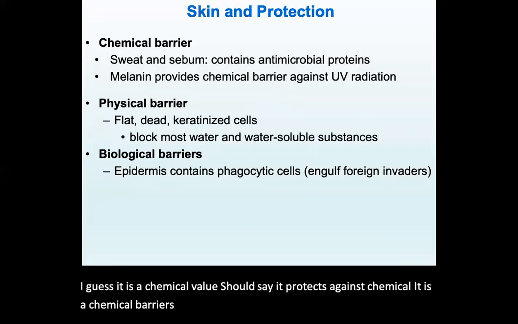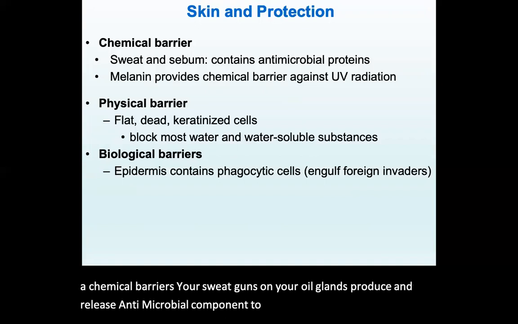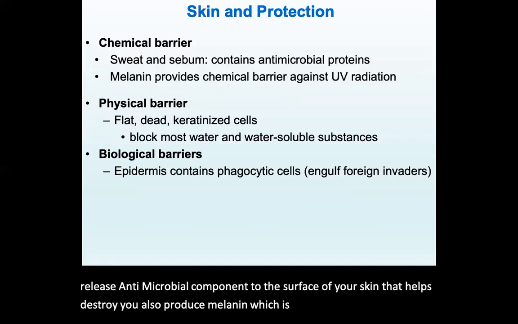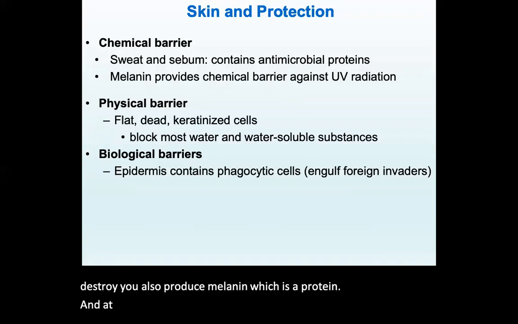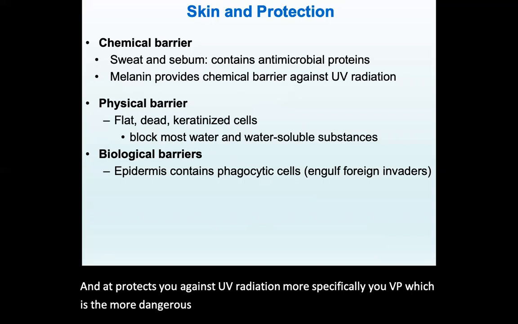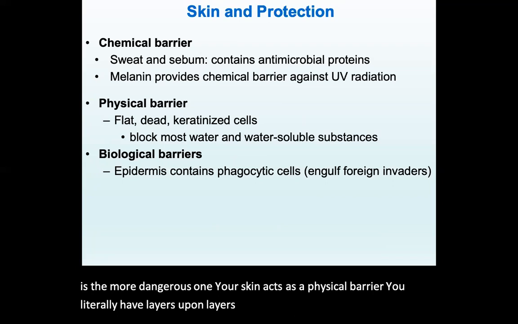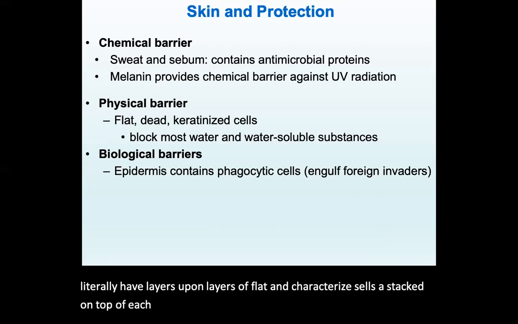Your sweat glands and your oil glands produce and release antimicrobial components to the surface of your skin that help destroy microbes. You also produce melanin, which is a pigment, and that protects you against UV radiation, more specifically UVB, which is the more dangerous one. Your skin acts as a physical barrier. You literally have layers upon layers of flattened keratinized cells stacked on top of each other that is not only a physical barrier, but also prevents water loss.